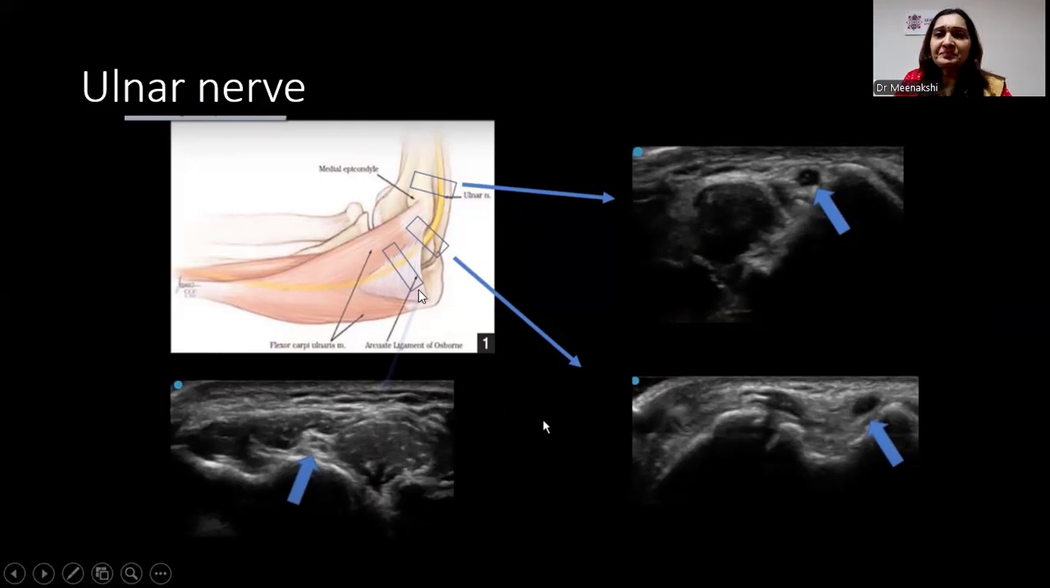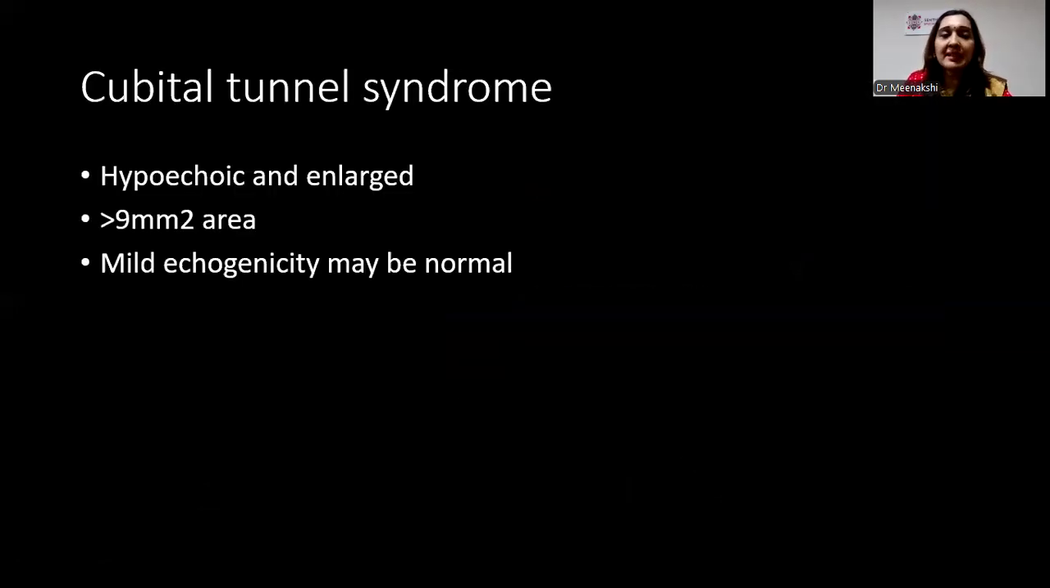The ulnar nerve is found at the level of the cubital tunnel, and it can be scanned all along. And you can see at three different points how the ulnar nerve wraps around the bony prominences there. And a very important entrapment site here is between the two heads of the flexor carpi ulnaris, which we can see in many of the cases.